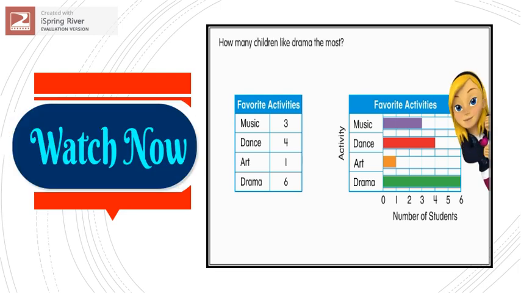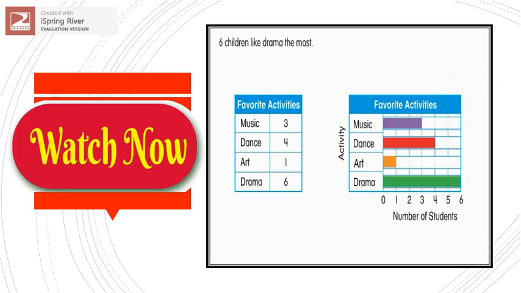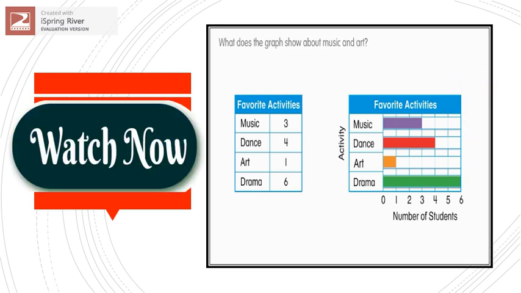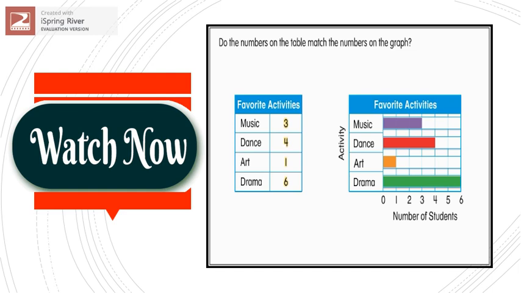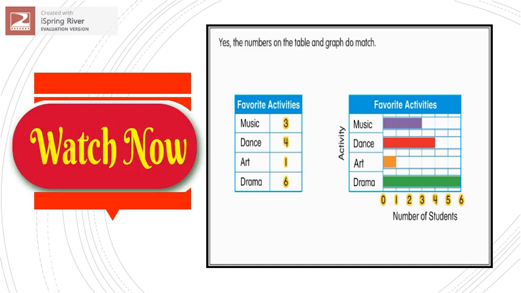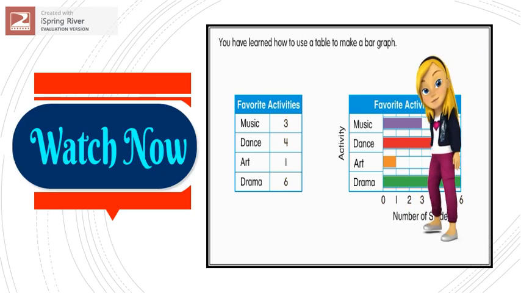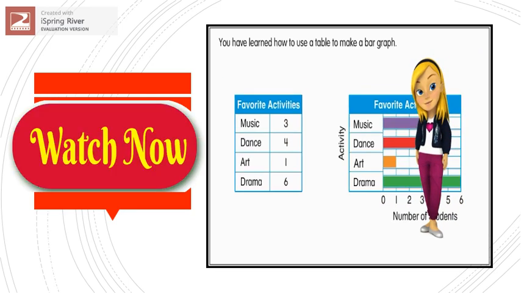How many children like drama the most? 6 children like drama the most. What does the graph show about music and art? The graph shows that 3 children like music and 1 child likes art. Do the numbers on the table match the numbers on the graph? Yes, the numbers on the table and graph do match. You have learned how to use a table to make a bar graph.